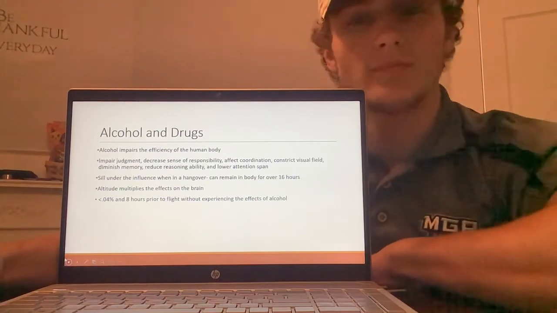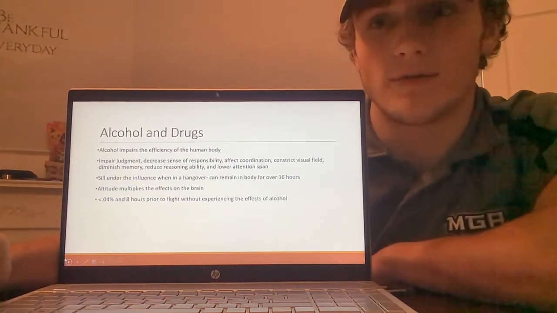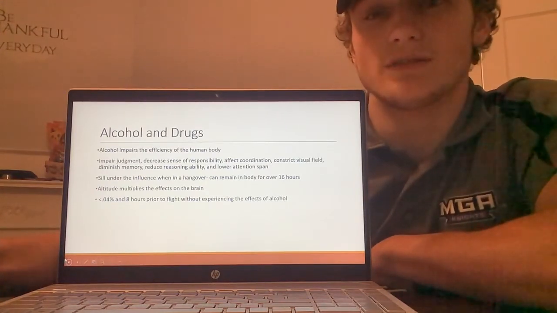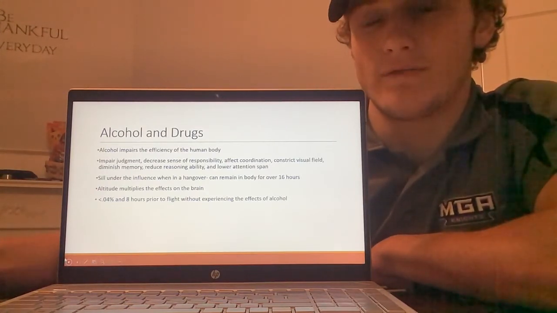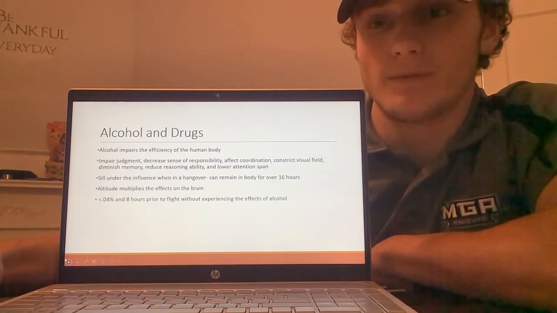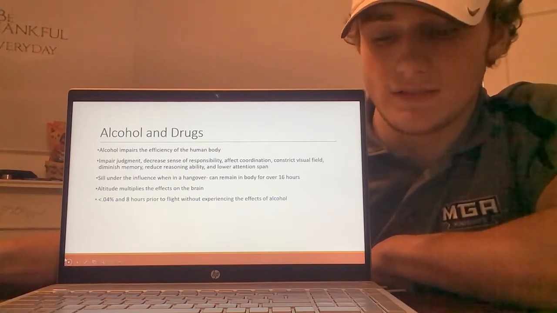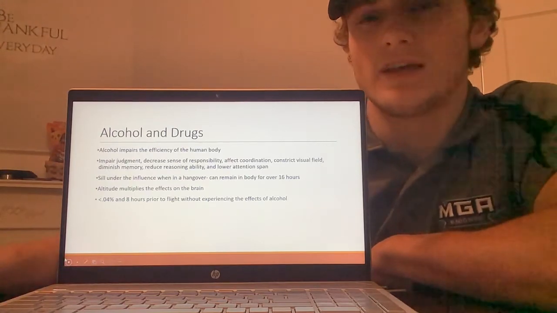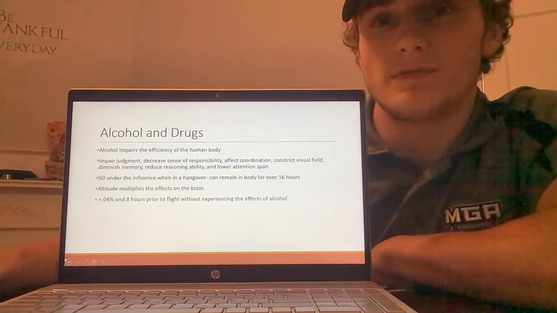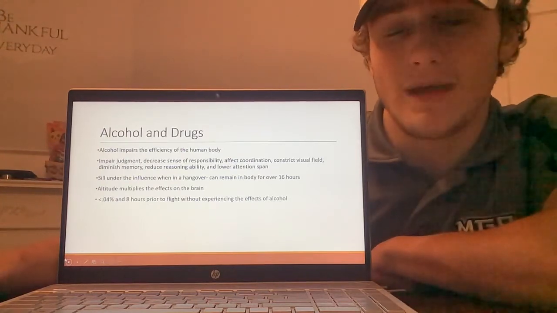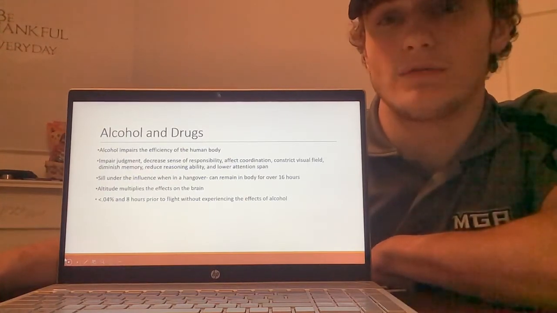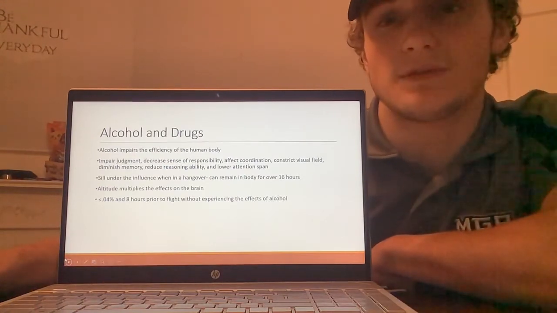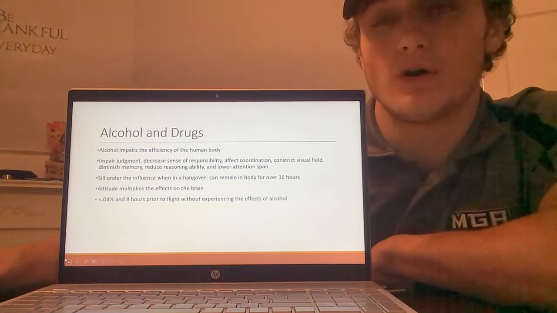And people are like, oh, I'm good. It's been 8 hours bottle to throttle. I'm below 0.04, which is the regulation of what you can do and still go fly after you've been drinking. The problem is that even the regulations say you can't fly if you feel the effects of alcohol. People with a hangover say, oh no, I'm good. But you can still feel the effects of alcohol, and it can remain in your body for over 16 hours. You could still have those symptoms while you're hungover.